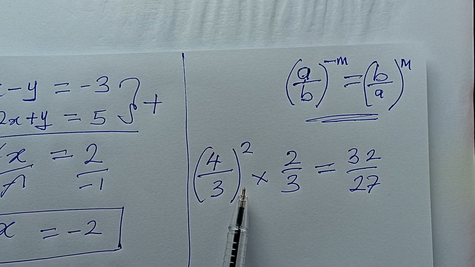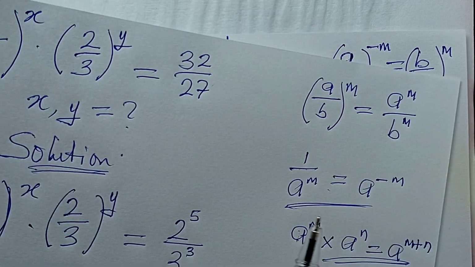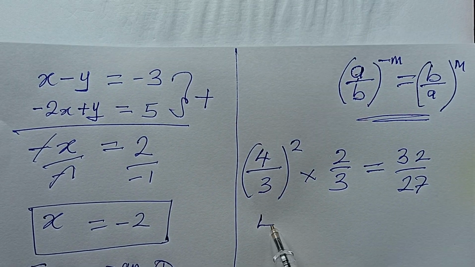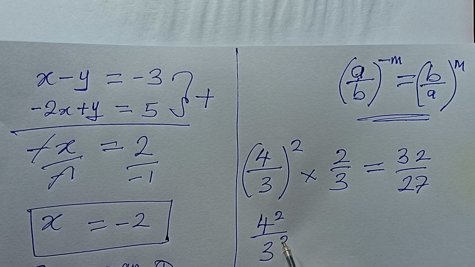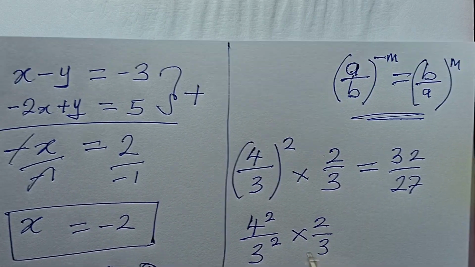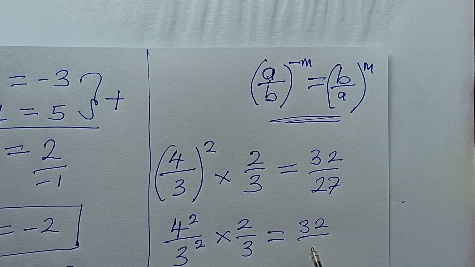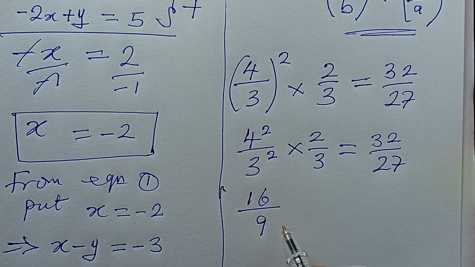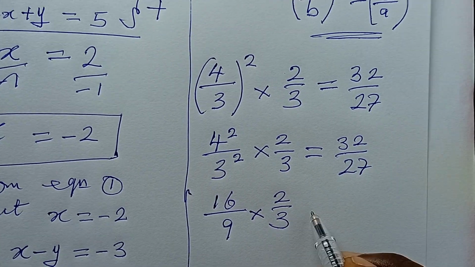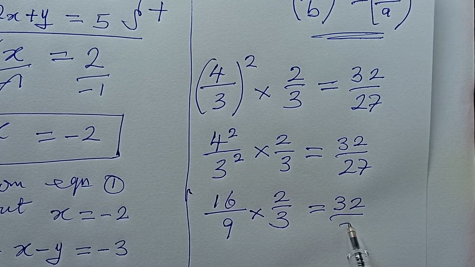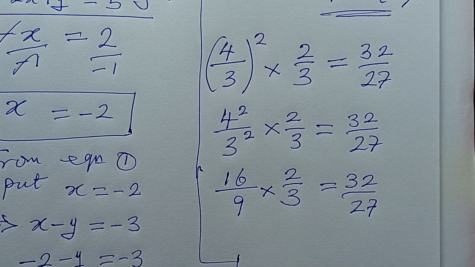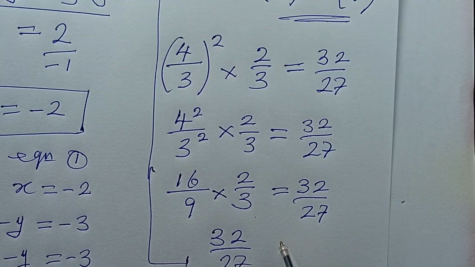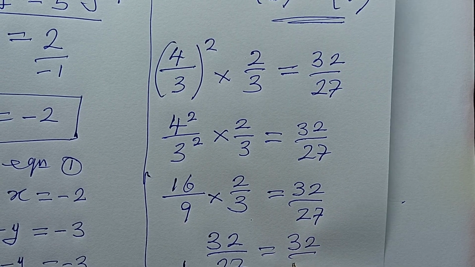If we apply the law of indices, the first expression is going to give us 4 to the power of 2 over 3 to the power of 2, times 2 over 3, equal to 32 over 27. This gives us 16 over 9 times 2 over 3, equal to 32 over 27. 16 times 2 gives us 32, and 9 times 3 gives us 27, right? Everything is equal to 32 over 27.